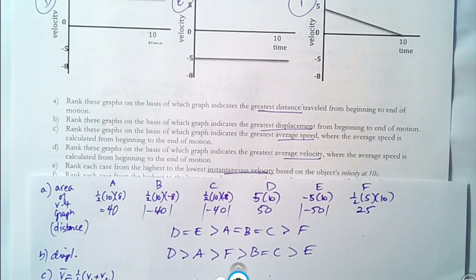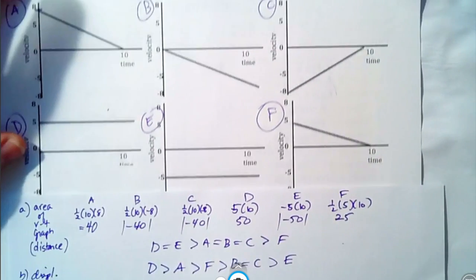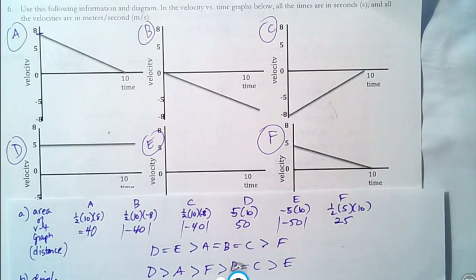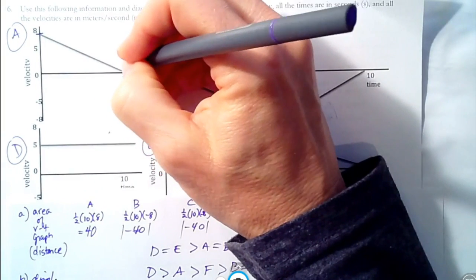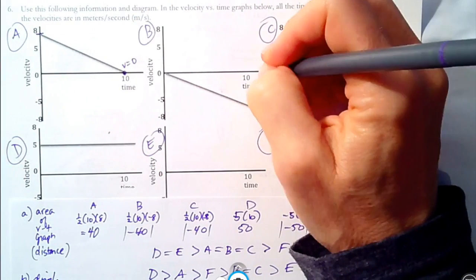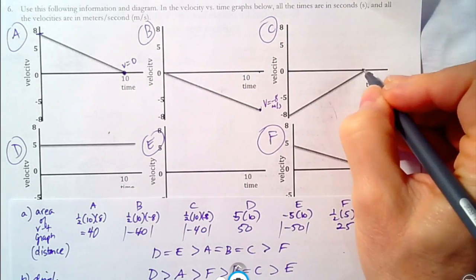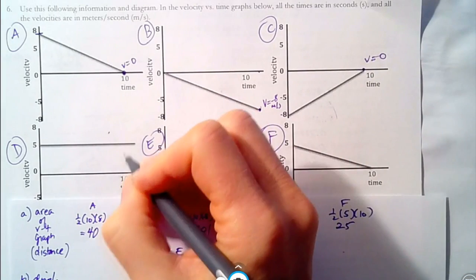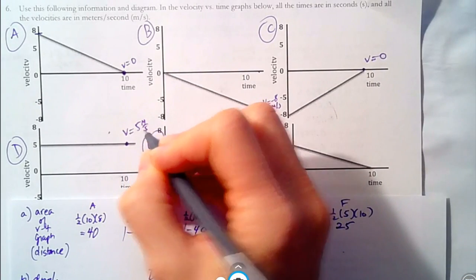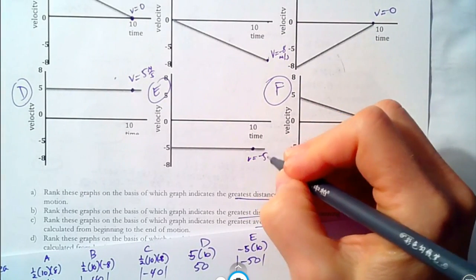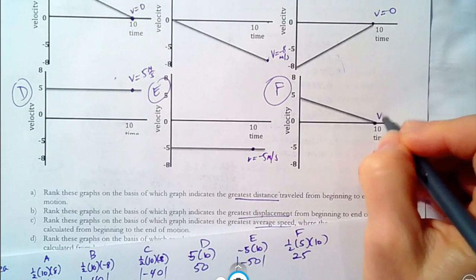E is asking about instantaneous velocity at 10 seconds. So now we kind of have to go back and take a look at what that velocity is at 10 seconds. So let's read the graph. Here, velocity is 0. Here, velocity is -8. Final velocity is 0. At 10 seconds, velocity is 5. Here, velocity is -5. And again, here, velocity is 0.